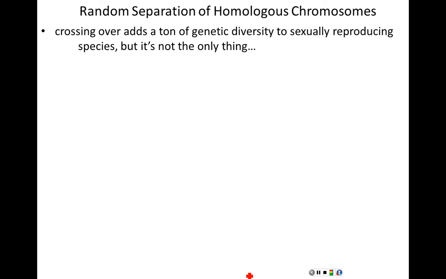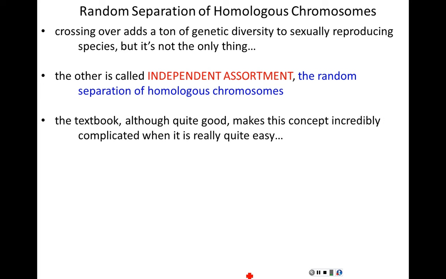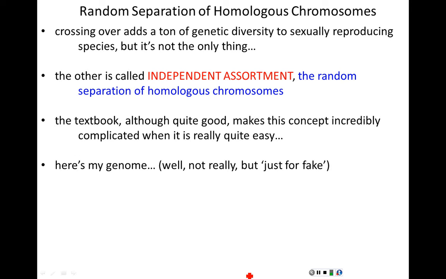Crossing over adds tons of genetic diversity to sexual reproduction. There's no doubt about that. But it's not the only thing doing so. The other phenomenon adding to genetic diversity is independent assortment. Said briefly, independent assortment refers to the random distribution or separation of homologous chromosomes during meiosis. The textbook, I think, is great. Largely, it's well written and clear. But the textbook makes independent assortment slightly unnecessarily complicated, when to me, it's really a pretty easy concept to get your mind around.